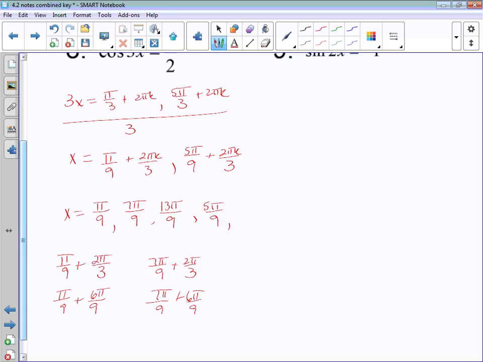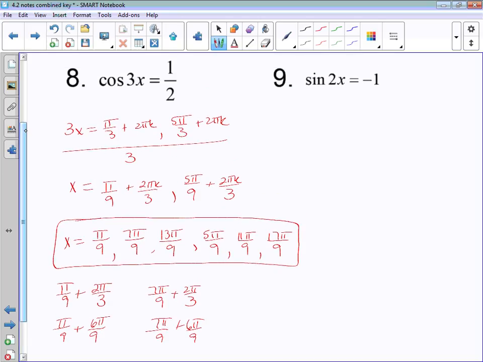When I add, what do I get? 11 pi over 9. I can add one more, right? What do I get? Okay. Does it make sense that we got 6 answers? Yes, okay. That's as bad as it gets. I would do all 3 with the first one and then all 3 with the second one. All right, you guys try number 9.